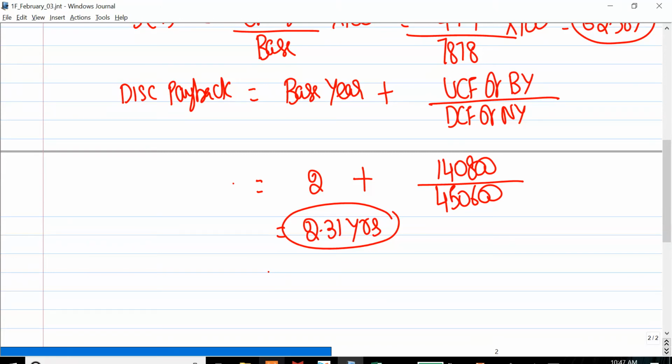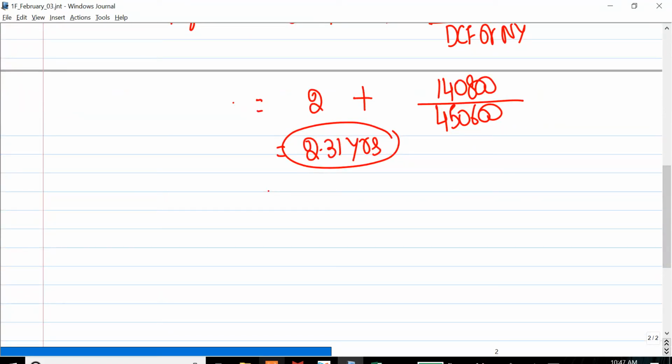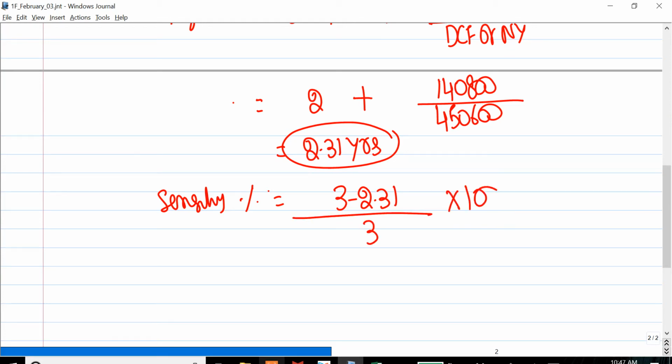Now, sensitivity percentage equals change by base into 100. Life changes from 3 years falling to 2.31, so 3 minus 2.31, the base is 3 years, into 100. If life falls to 2.31 years, we will generate 0 NPV. So it is 3 minus 2.31 divided by the base of 3 years into 100.